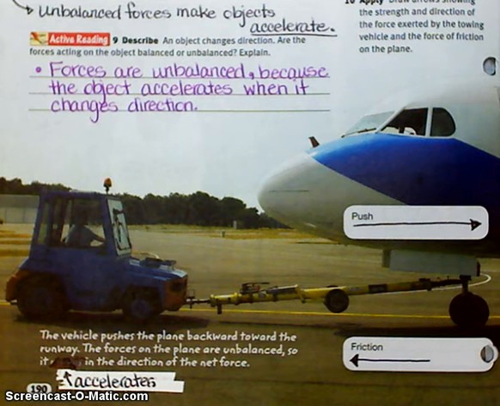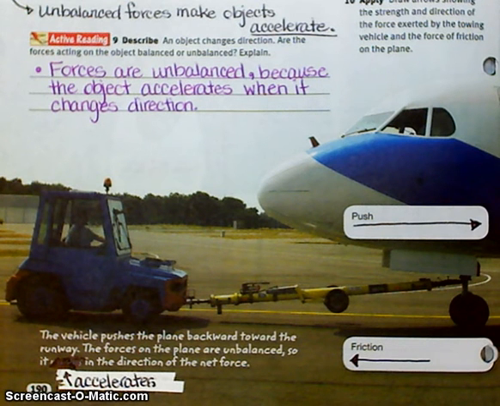All right, I'm looking at number 10. It says draw arrows showing the strength and the direction of the force exerted by the towing vehicle and the force of friction on the plane. It says the vehicle pushes the plane backwards towards the runway. The forces on the plane are unbalanced, so it moves in the direction of the net force. I don't like that they put moves in the direction of the net force. You need to scratch out the word moves and replace it with the word accelerates, because if forces are unbalanced, then the plane is going to accelerate in the direction of the net force.